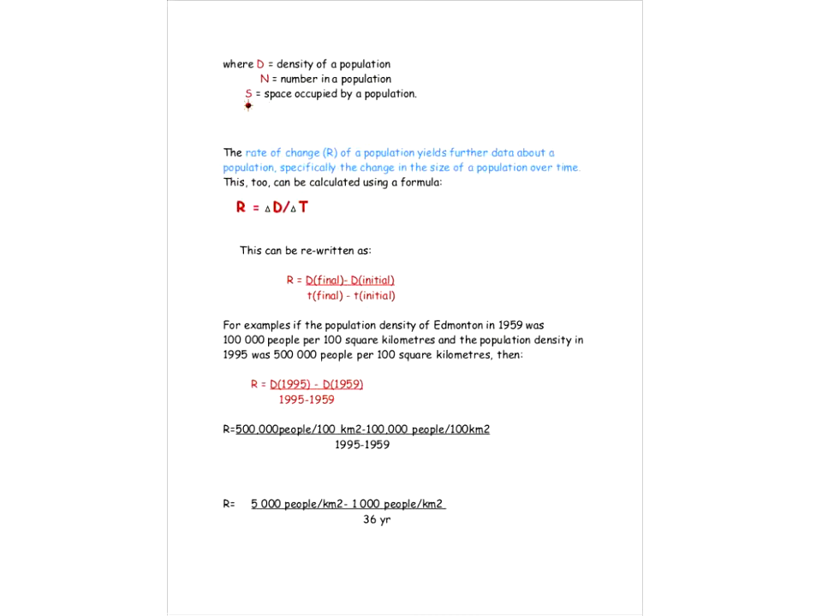Okay, I'm sorry, population size, what am I saying? That's the space occupied, because you're looking at the number in a certain space. So it should be D equals N divided by S, number divided by space.